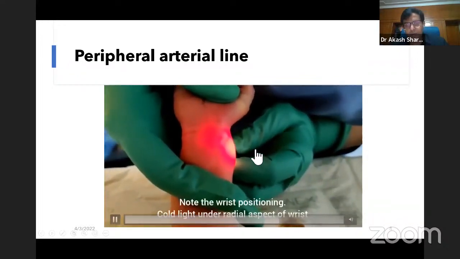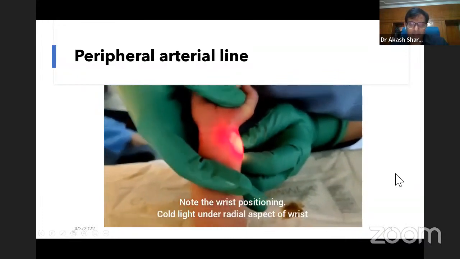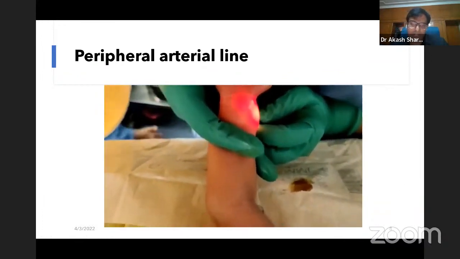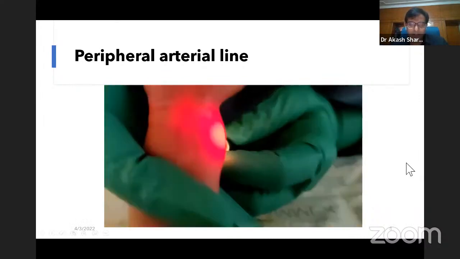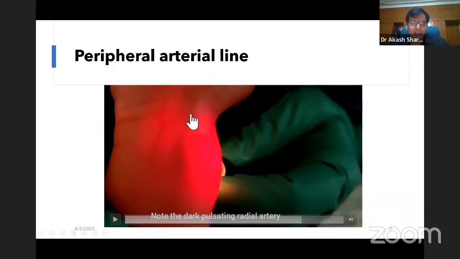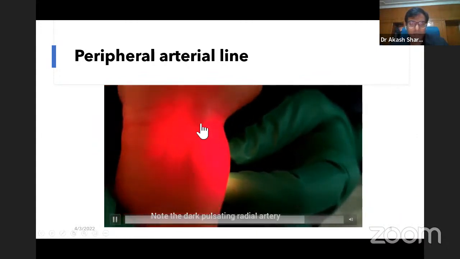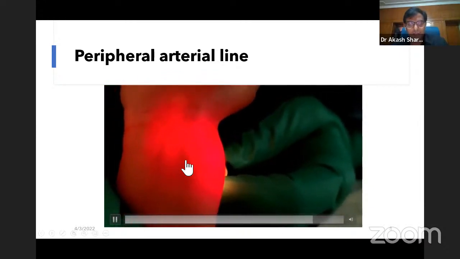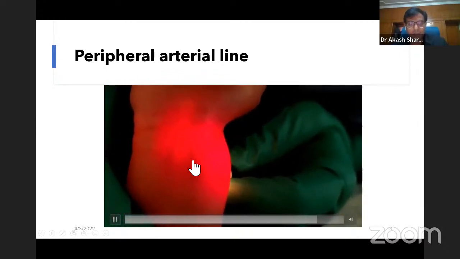So you put the cold light under the wrist, and you would have to create some sort of a dark room or put sheets around the warmer of the child. You can see this dark line here. If you observe closely, it would be visible as a pulsating dark line. So this is what the radial artery would look like. If you can see, it is pulsating here.